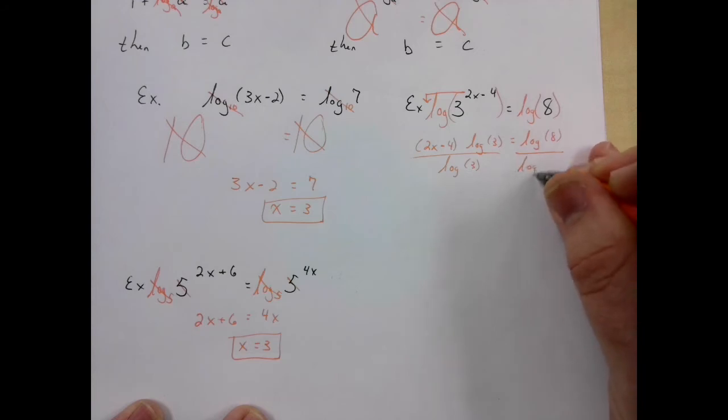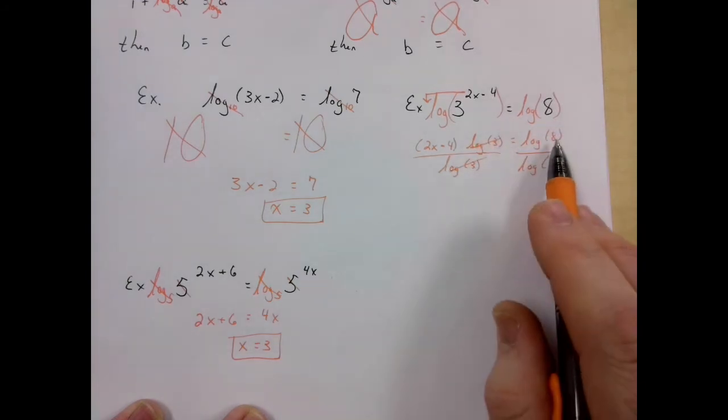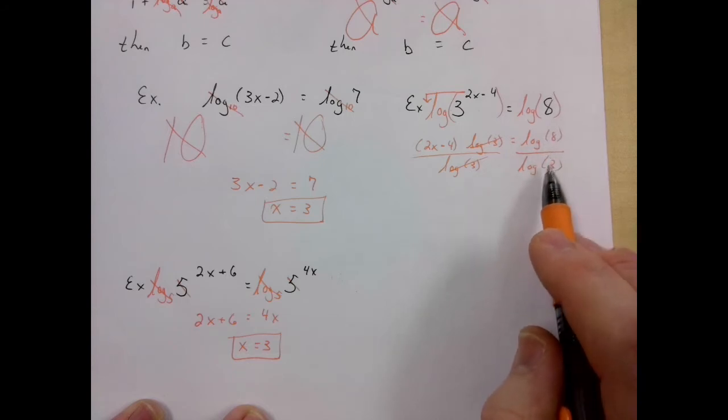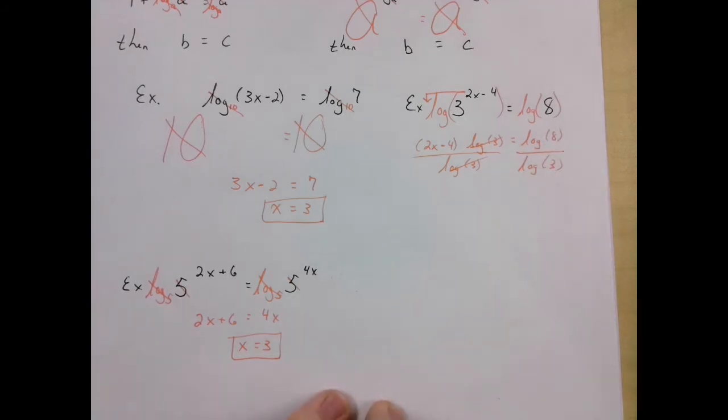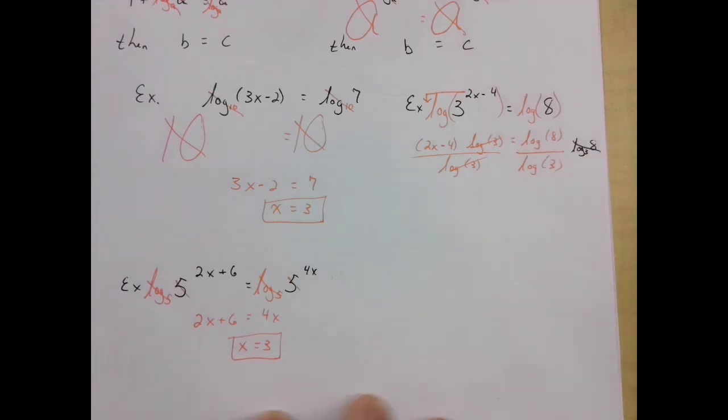We're going to pause and look at this right now. On the right-hand side, I'm left with log of 8 divided by log of 3. Think about your change of base formula backwards. This would actually just be log base 3 of 8. Don't worry about that for now, just showing you it would be log base 3 of 8.